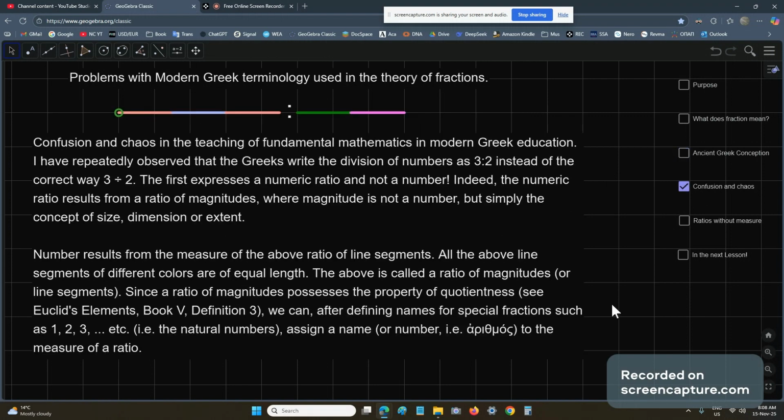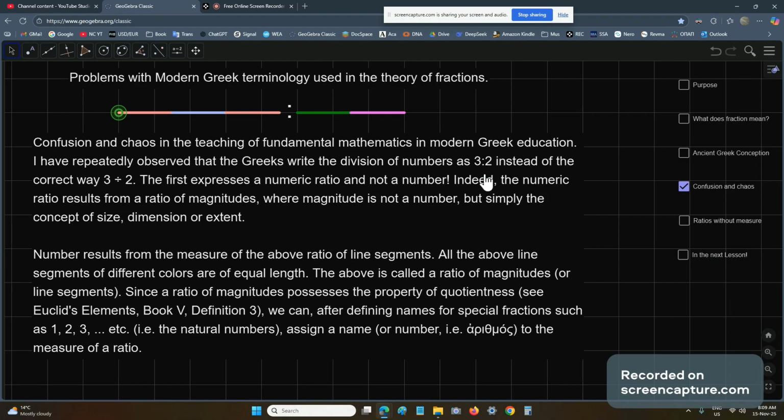Where does the confusion and chaos come from? So this here is a ratio as we've seen, okay? Now, the teaching of fundamental mathematics in modern Greek education is really flawed. I've observed them write the division of numbers as 3:2 instead of the correct way, 3 divided by 2.